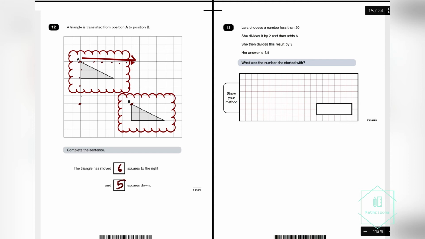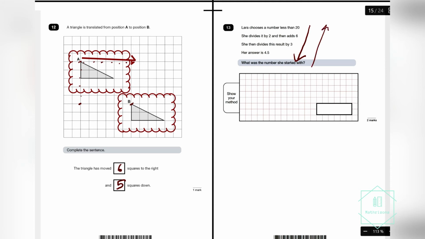Good. Next question. Lara chooses a number less than 20 and she divides it by 2 and then adds 6. She then divides this result by 3. Her answer is 4.5. What was the number she started with? So she's doing the calculation like this, and we have to calculate the number which she initially thought. To work it out, we will do the reverse calculation.